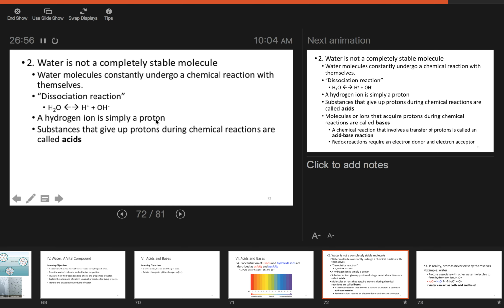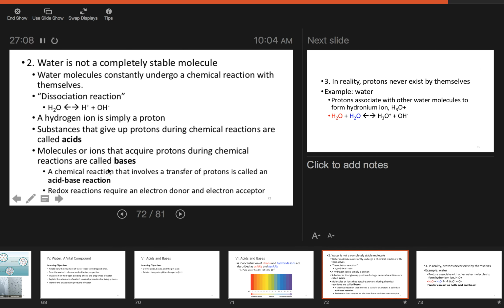Now a hydrogen ion is simply a proton. So if you ever say, oh, a proton is released, really we're just talking about a hydrogen. Substances that give up protons during chemical reactions are called acids. Molecules or ions that acquire protons, gain protons, are called bases. And so as a result, it's almost like a redox reaction, reduction oxidation, but this time we're looking at protons. We call it an acid-base reaction. So redox requires electron donors and electron acceptors. But with acid-base, we're looking at the transfer of protons.